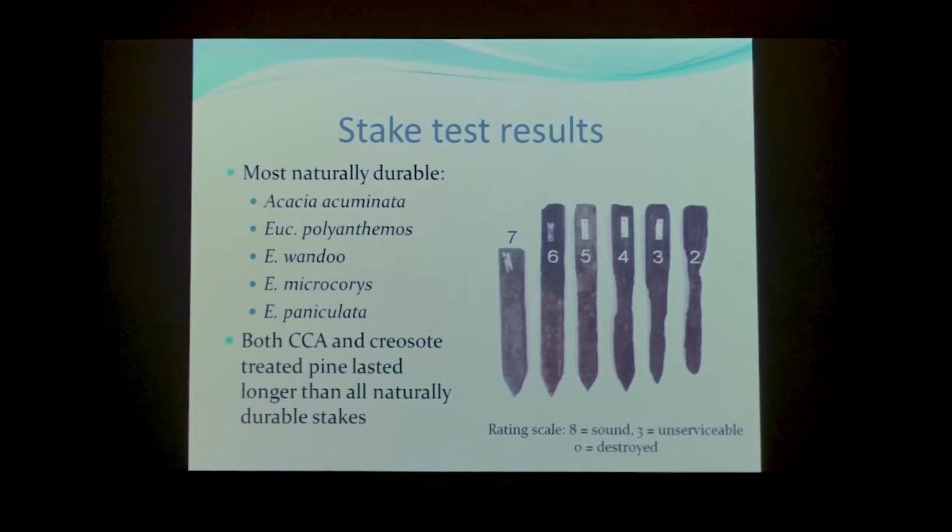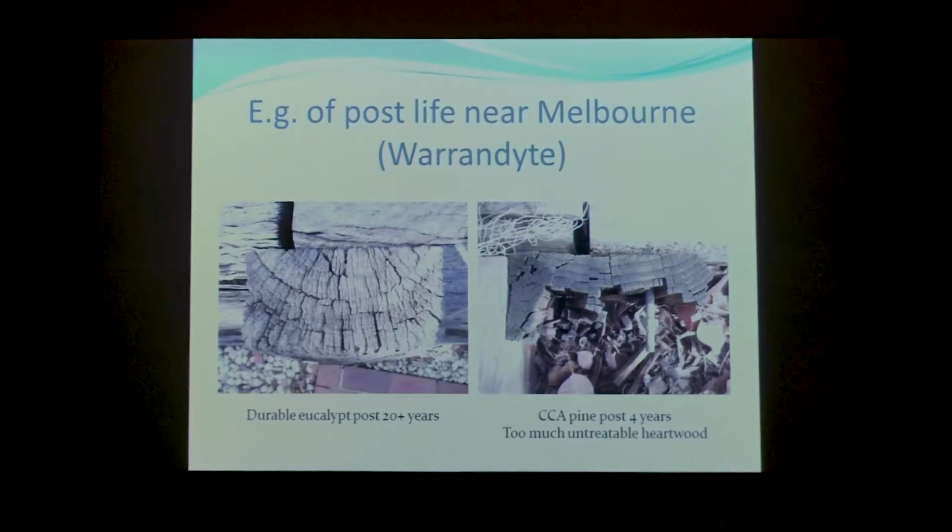relative order of durability of all those timber species, and the trial also included, for comparison, CCA treated pine sapwood and also creosote treated pine sapwood. And the trials showed that those treated pines were actually more durable than all of the naturally durable timbers. But the other thing to consider with timber treatment is that with radiata pine, while the sapwood is very easy to treat, the heartwood is difficult to treat and usually doesn't treat properly.